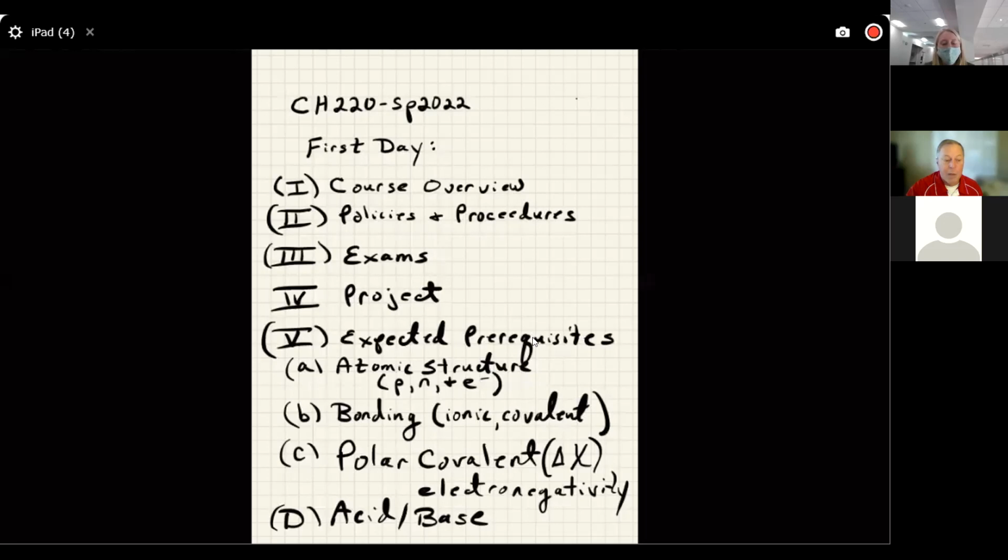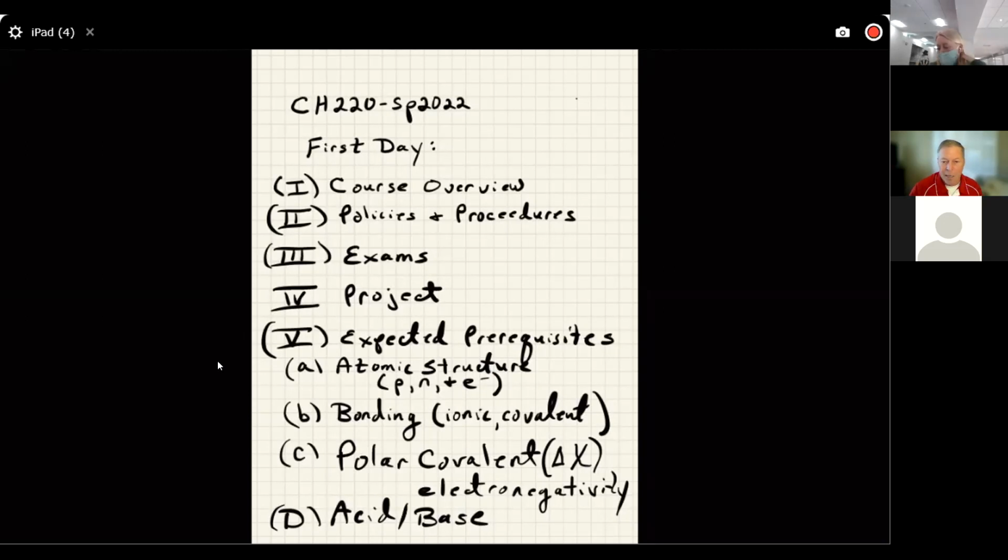So I'm going to talk about this right now. And right now, this is my iPad. So hopefully everybody can see this relatively clearly. So I am going to start off with a general chemistry review, just a brief general chemistry review. And we're going to talk about atomic structure, bonding, ionic and covalent bonding, especially covalent bonding. And we'll talk about polar covalent bonds. And then lastly, we'll talk about acid-base chemistry. Two different kinds of acid-base chemistry, by the way.